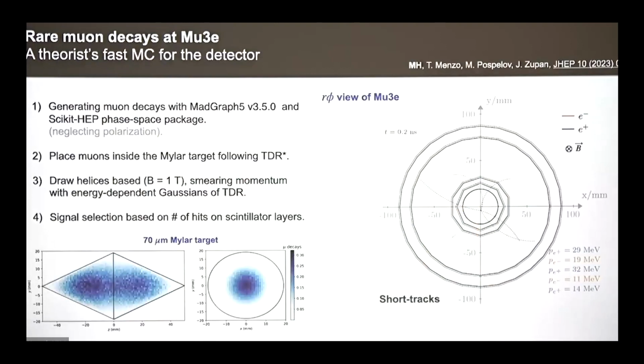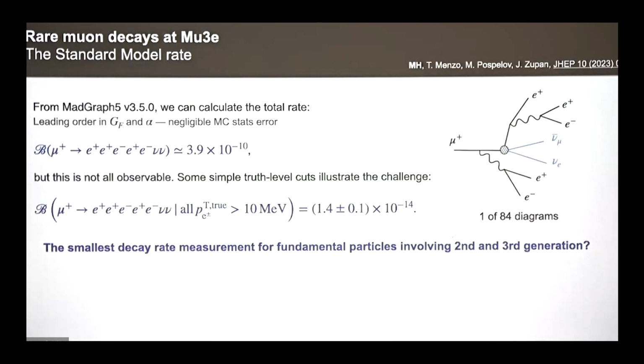Okay, so that leads me to this slide, which is on the standard model rate. That's what MadGraph tells us. The muon to 7 particle branching ratio is, at leading order in G Fermi and alpha, quite a large rate if you think about the 10 to the 15 muons that you would expect. So you should have, in principle, lots of these decays happening inside of the target.